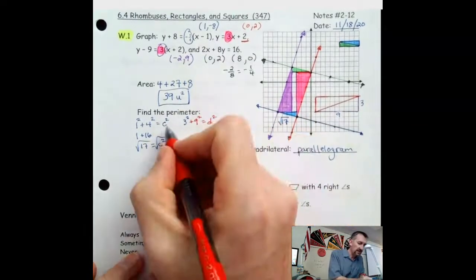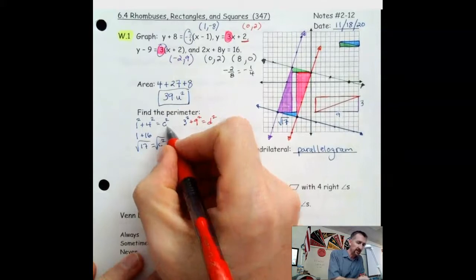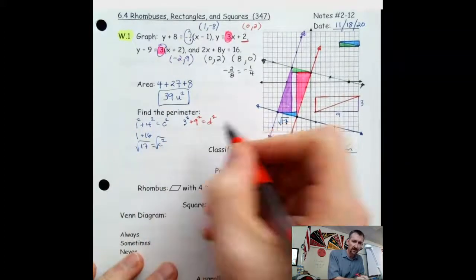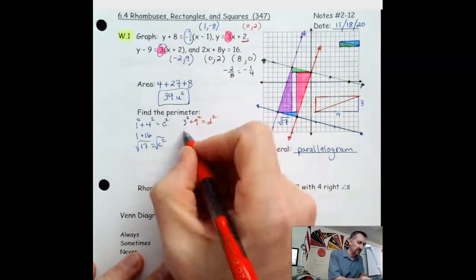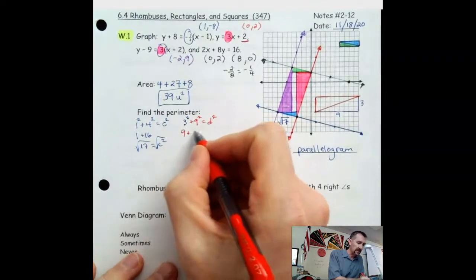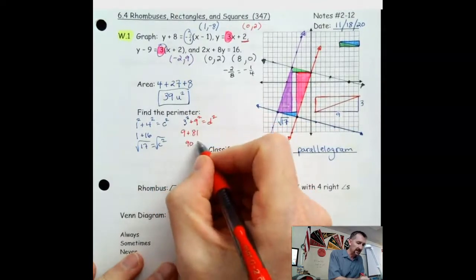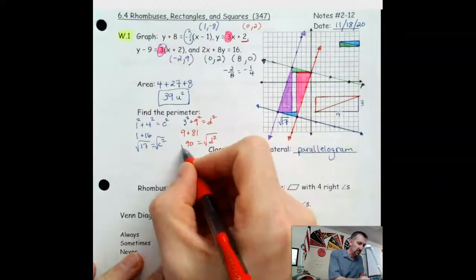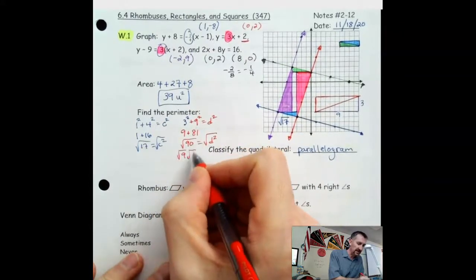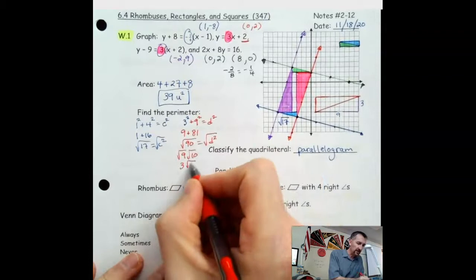If I did want to use c again, I could call this c with a little 1 under here, and then put c with a little 2 down here. But I don't want to have too many numbers there and get a little too confusing. So that's 9 and 81. That's 90. So now when we take the square root of both sides, hopefully we all see that's 9 times 10, or 3 root 10.